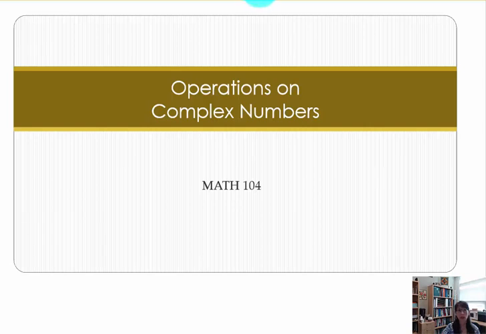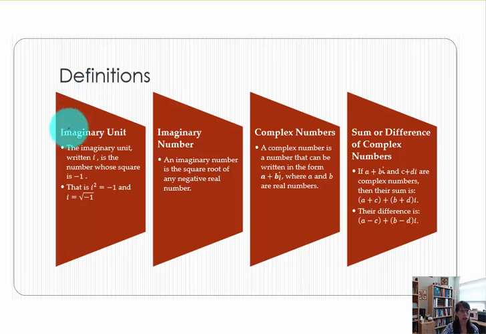Today's topic is operations on complex numbers. Some of the definitions today include imaginary unit. The imaginary unit, written as i, is the number whose square is -1. So that means i squared is equal to -1, and that all comes from the -1 found under the square root symbol. By definition, the square root of -1 is our imaginary unit i.